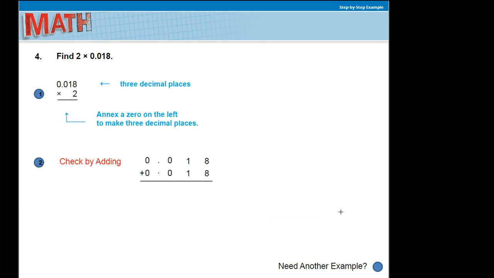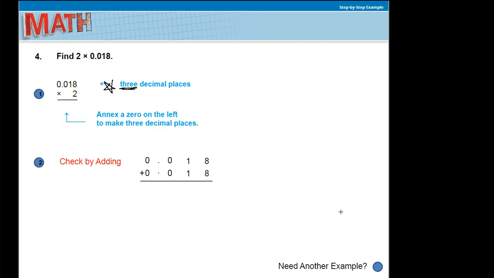All right, so on to our next one. We have to find what 2 times 0.018 is. So there are 3 decimal places here. That is very important. Remember, that is how many times we need to move. So we have 3 decimal places.